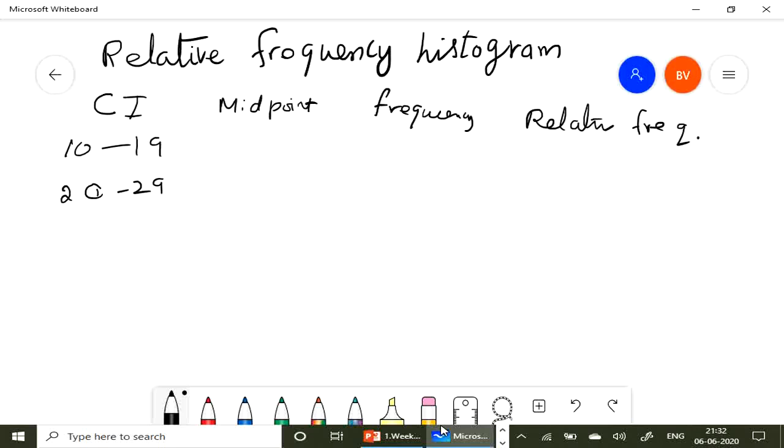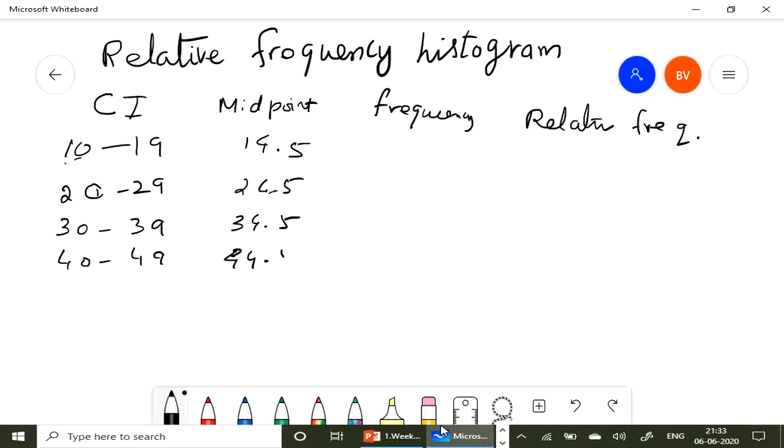Okay. Midpoint of 10 to 19: sum the upper and lower parts and divide by 2. 10 plus 19 is 29, divided by 2 is 14.5. So the midpoint for 20 to 29 is 24.5. Next interval 30 to 39, the midpoint is 34.5. Once you find the first midpoint, just add 10 to it. 40 to 49, this will be 44.5.